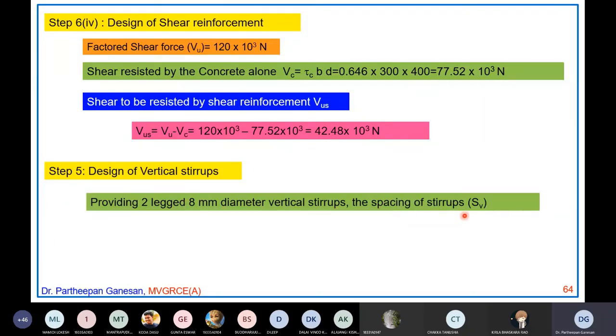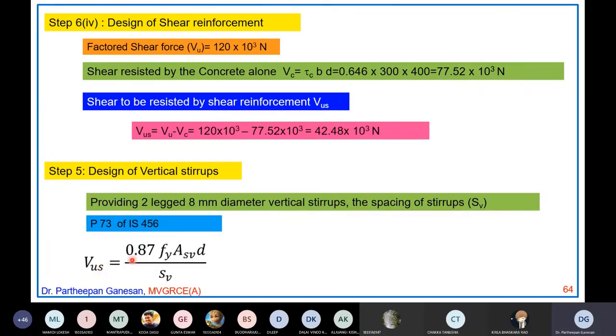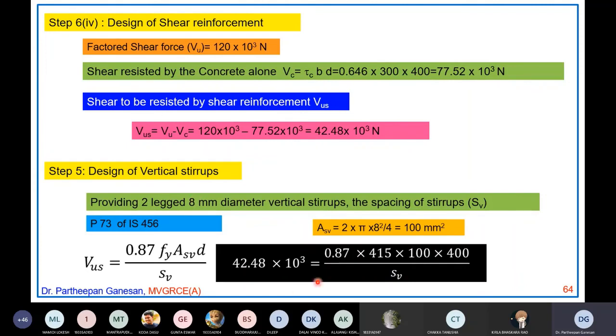So the spacing of stirrups is, from page number 73, you have the vertical stirrups formula 0.87 Fy ASV D by SV. So you have ASV as 2 into pi by 4 into 8 square. If you adopt this SV, you can calculate from this. SV is coming out to be 339.92, and this is the first spacing you found out.